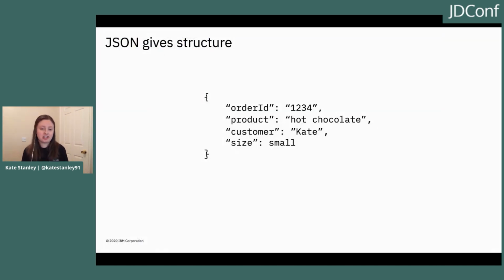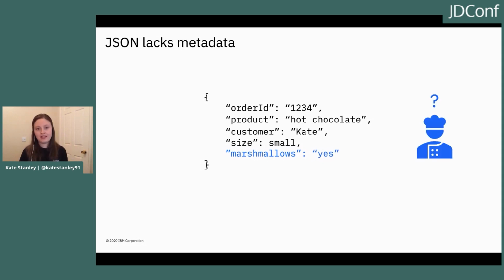JSON gives us great structure. We have our order ID, our product, our customer, and if I add an extra field, then most languages that have JSON integration will be able to ignore unknown fields. So the likelihood I'm going to break my barista is kind of reduced here. But although JSON gives us great structure, it lacks additional metadata and validation. So there's nothing to stop the coffee shop saying, actually, we've changed our mind, we're not going to use a Boolean for marshmallows, we're going to put yes or no as a string. And in this case, the barista would still struggle to understand this message.